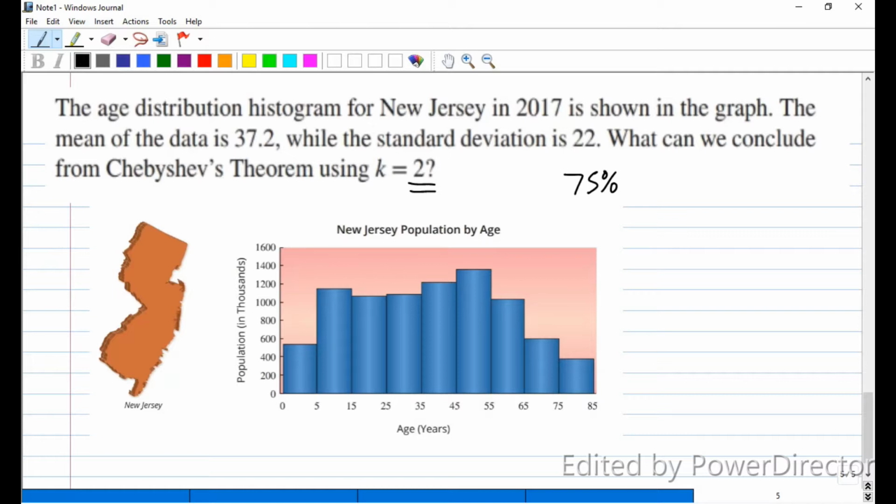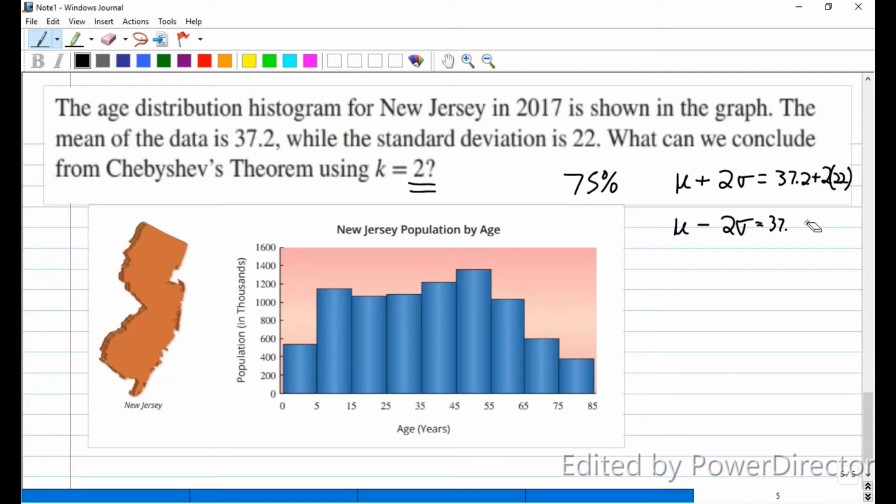So if we want to know, and I believe when they work this out, we're talking about the entire state of New Jersey. So that is their population. They're not really thinking of it as a sample. So instead of x bar, they're using mu. So if we want to know an interval, it'd be mu plus 2 times the standard deviation, because k equals 2, and mu minus 2 times the standard deviation. All right, so the mean is 37.2, so it'd be 37.2 plus 2 times 22, and 37.2 minus 2 times 22.